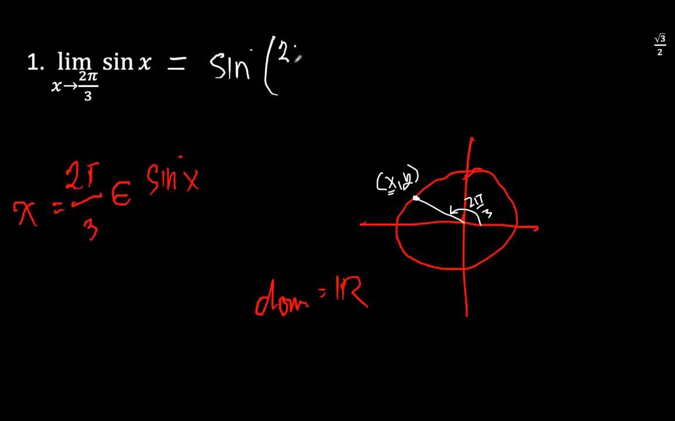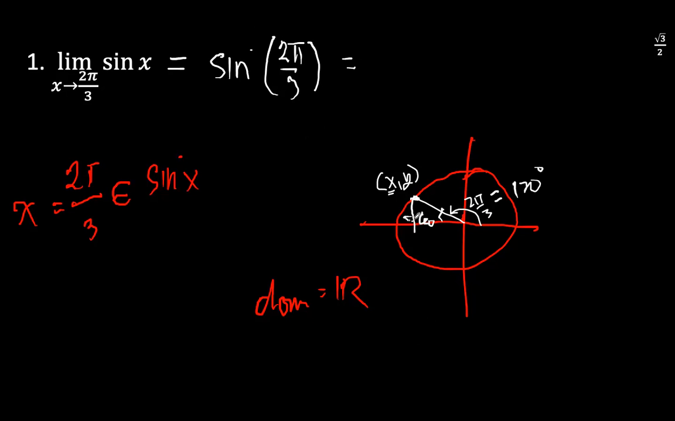This becomes 2 pi over 3. And for us to solve for this, we can use the unit circle, all right? Or we can also use the graph of sine x to solve for the value of sine 2 pi over 3. We know that 2 pi over 3 is equivalent to 120 degrees.